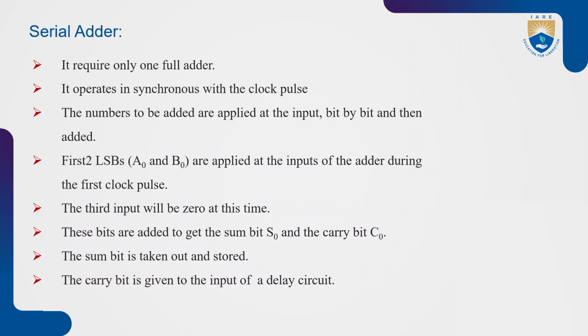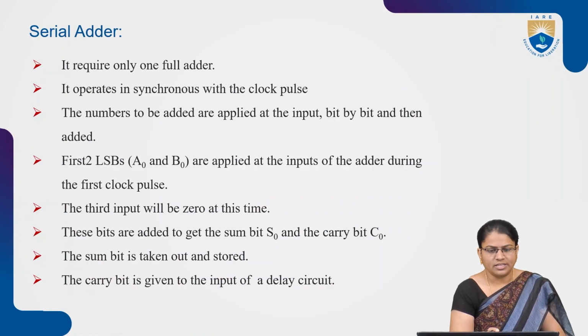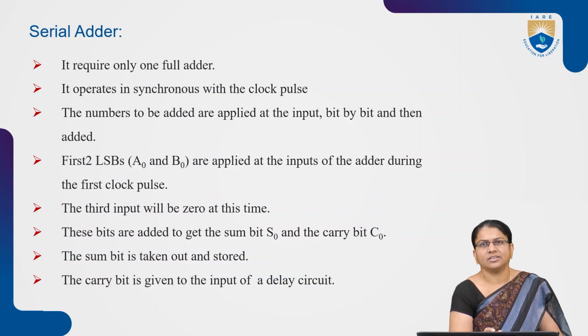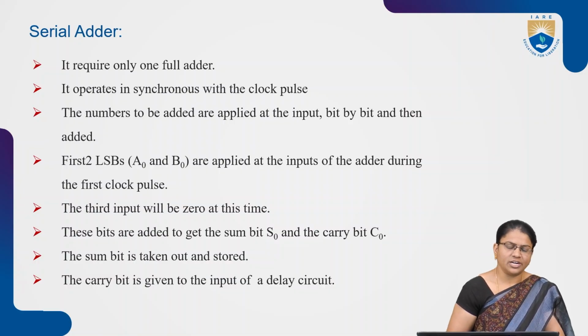And means Cn minus 1 will be 0. And these bits are added in order to get the outputs. Those are nothing but the sum 0 as well as the carry bit is 0. The sum bit is taken out and it can be stored in the next half of the cycle.